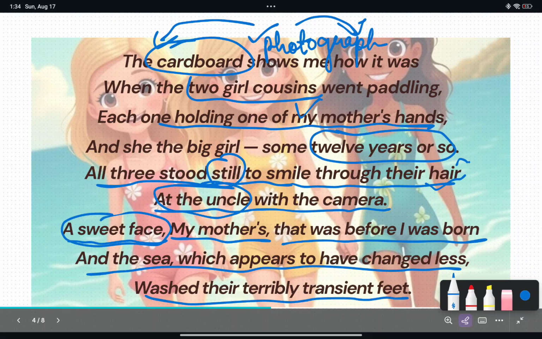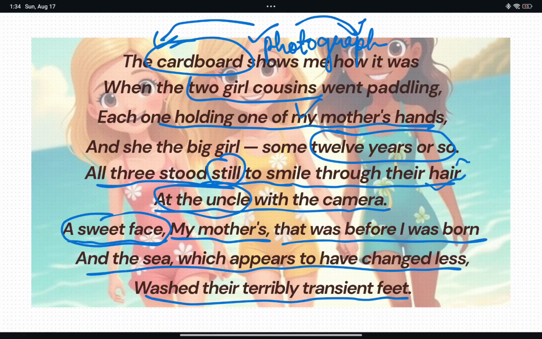Now she says that everything has changed in these years. Now that she's seeing her mother's picture with her two cousins, at the current moment, her mother is no longer alive. Her mother has already passed away. So she says that everything has moved on, everything has changed. But the sea, which you can see in the background, seems to have changed less. That means nature is constant, but human life changes with time.